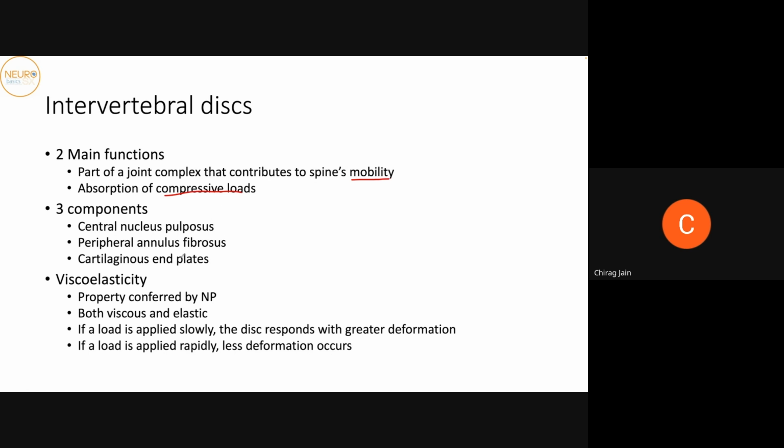And it is able to do this because it has a property known as viscoelasticity. It is both a viscous and elastic material. And this property is conferred entirely by the nucleus pulposus. Now, what does it mean to be both viscous and elastic? If a compressive load is applied slowly, then the disc will deform to a great degree. But if a load is applied rapidly, then a much lesser amount of deformation will occur.